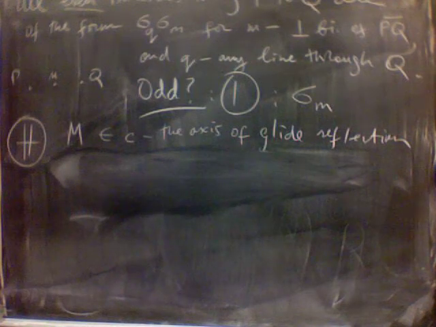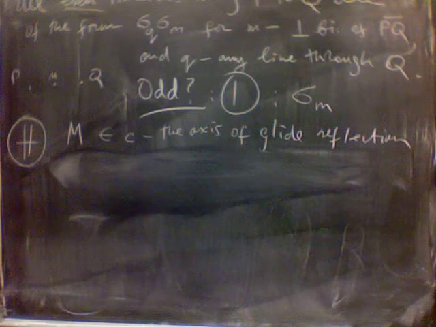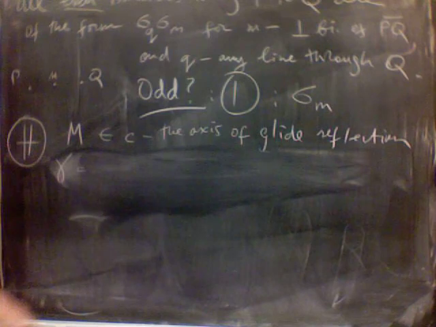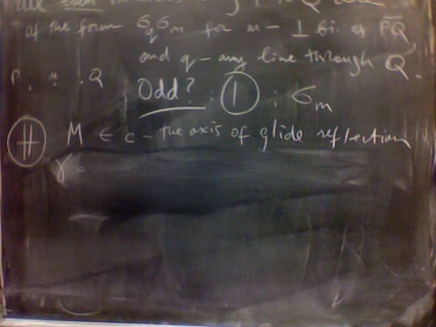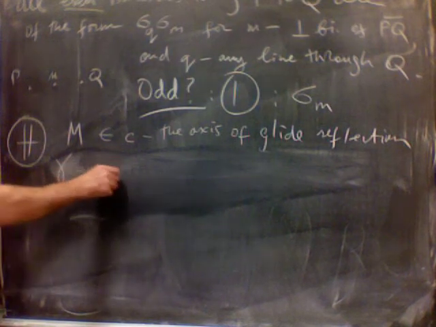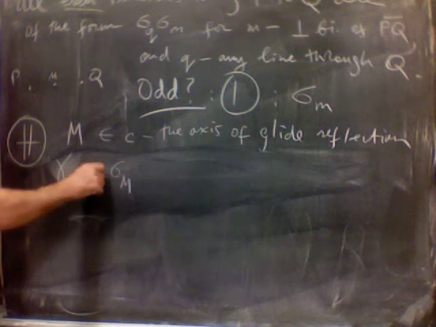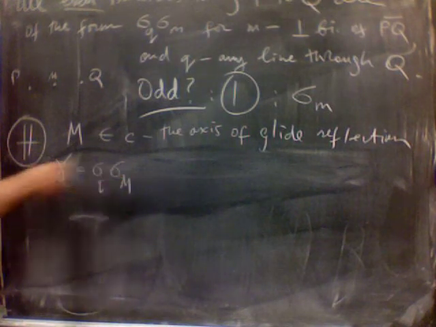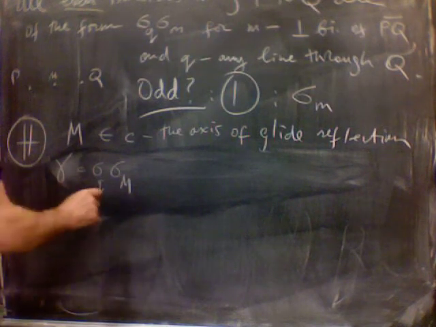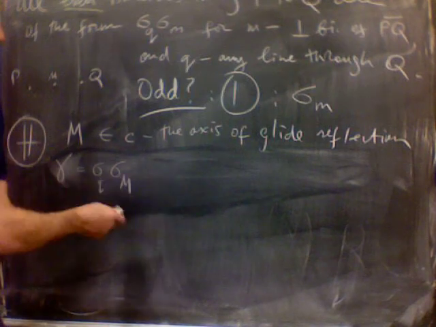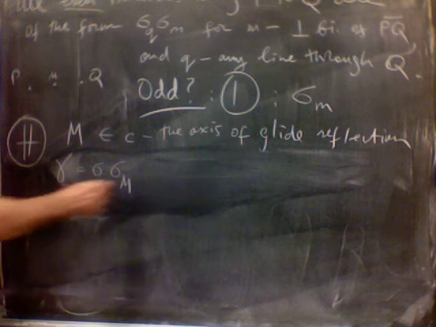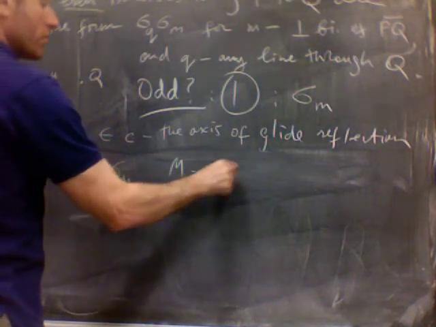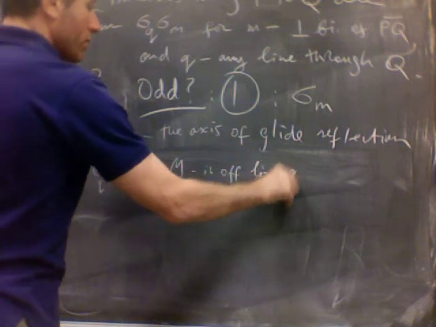In that case, we can write gamma as our glide reflection. Of course, we can write it as sigma_m followed by reflection in some line q, where we know that the point M is off this line q. So that's all we know about this line q: M is off line q.